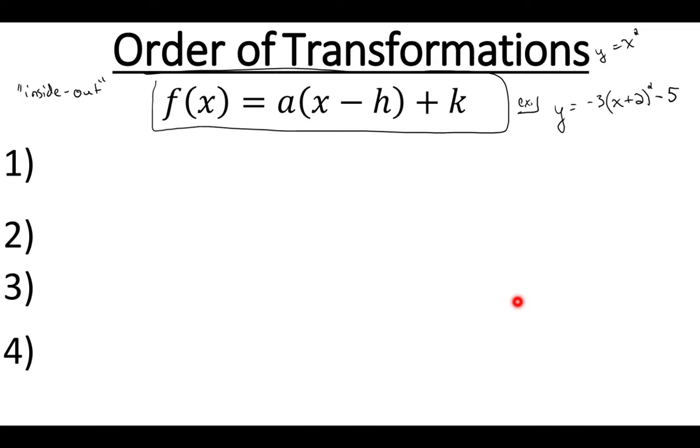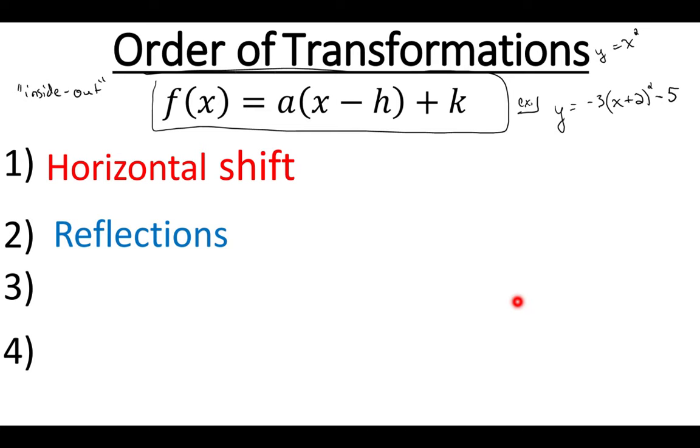That's the order that we're going to apply these. So if I were to look at this function, negative 3 times x plus 2 squared minus 5, the very inside, what I'm going to do first is that plus 2. And that is my horizontal shift. So do I move it left or right first? In that case, I would move it left 2 first, working from the inside out.